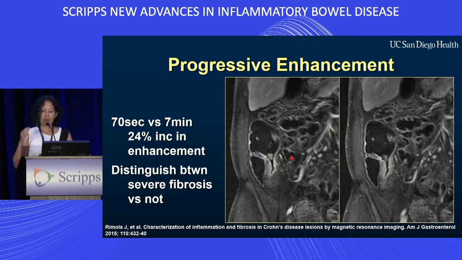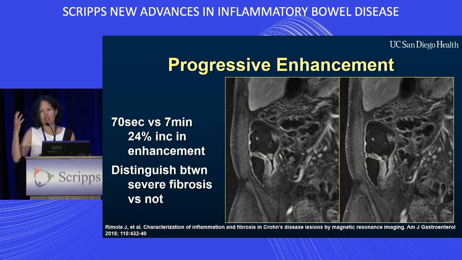So now we're starting to go into this discussion about how we as radiologists can help you guys distinguish between things that are predominantly fibrotic as opposed to those things that are predominantly an active inflammatory situation. One of the things that's been looked at is to evaluate for progressive enhancement. There's a group led by Dr. Rimola in Spain, and they were looking to show that if you look at how much the bowel enhances at a 70-second time point and then look again at that segment at 7 minutes, if you have a 24% increase in the amount of enhancement in that portion of bowel, that is suggestive of severe fibrosis.